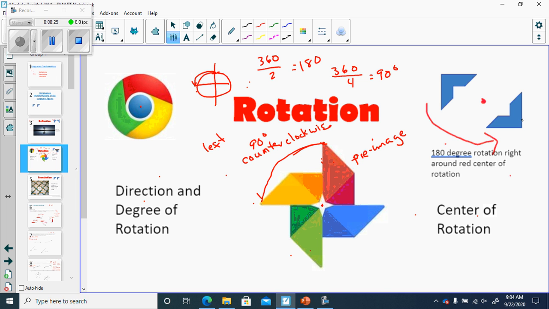Here's my little thing with my little picture frame edges. In this one, here's my center of rotation. I've rotated this 180 degrees right around this red center of rotation to create the image, from this pre-image to this image. These two would be congruent. They're created by rotation. I could have also called this going 180 degrees left around the center and gotten to the same place. When you're talking about rotations, we will describe them using their center of rotation and the direction and degree of rotation, but they can create congruent figures. You start with a pre-image and you get a congruent image, okay?